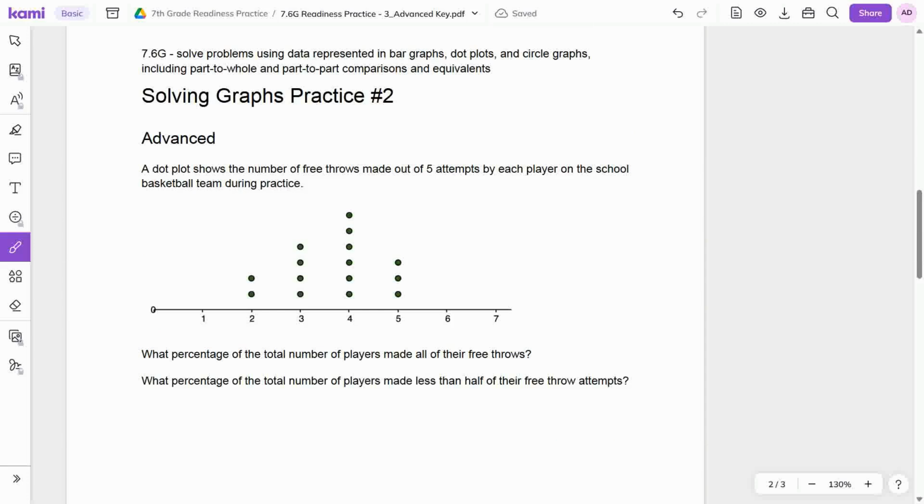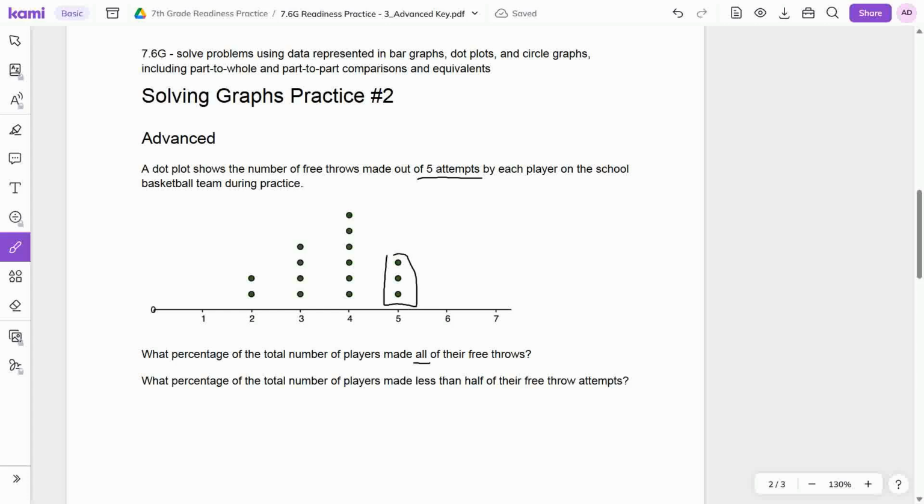Next, we have a dot plot here. Total number of free throws made out of 5 attempts by each player in the school basketball team. So what percentage of the total number of players made all their free throws? Well, we have to do a little bit of reading here. When it says all of their free throws, we need to know that there are 5 attempts. So really, these are the only ones that made all of their free throws, 5 out of 5.